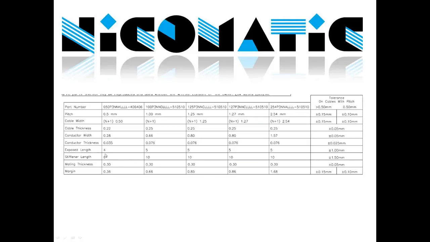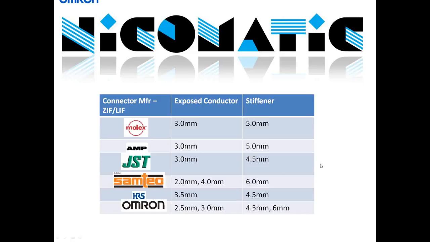So what are those tolerances? Well, we have tolerances for lengths and widths, etc., but the exposed conductors are plus or minus a millimeter. That's just the reality of the circumstances. Stiffeners, 1.5 millimeters. So when a customer demands a product, why do they come up with those numbers?